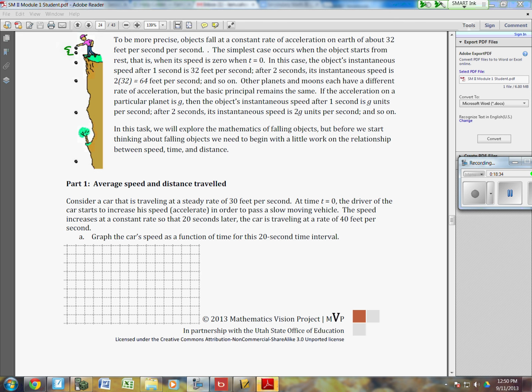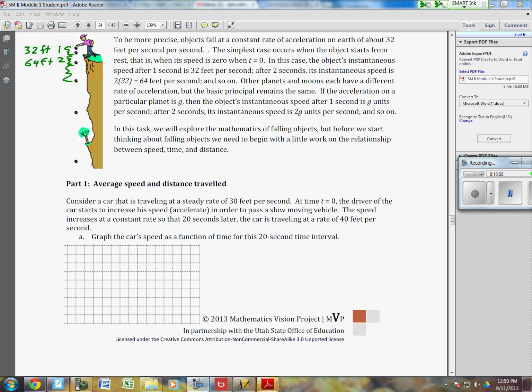Okay, after 1 second, it has gone 32 feet, right? Because that's what gravity pulls things to Earth. After the second second, how far does it travel during the second second? 64 feet. And I'm not asking for the total yet, but we're going to talk about that later.